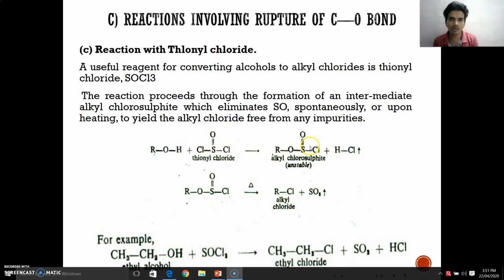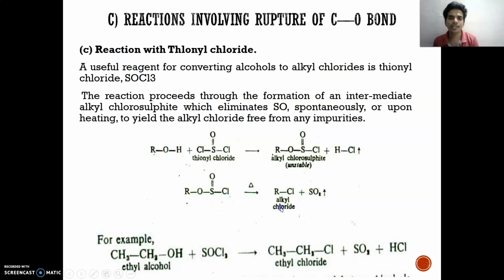Here the intermediate is formed, which eliminates SO2 spontaneously upon heating, and it will give an alkyl chloride free from any impurities. So here the alcohol interacts with thionyl chloride to give an alkyl chlorosulfite, which is unstable. Removal of SO2 takes place and it will give an alkyl chloride. For example, ethyl alcohol interacting with thionyl chloride gives ethyl chloride.